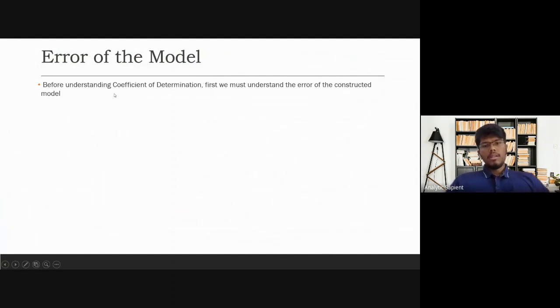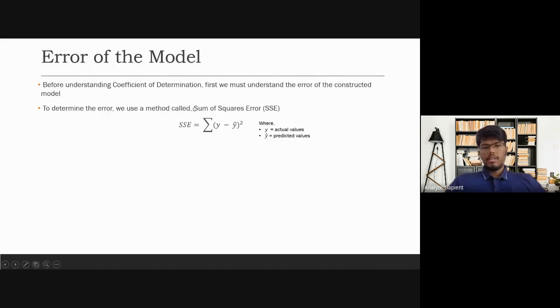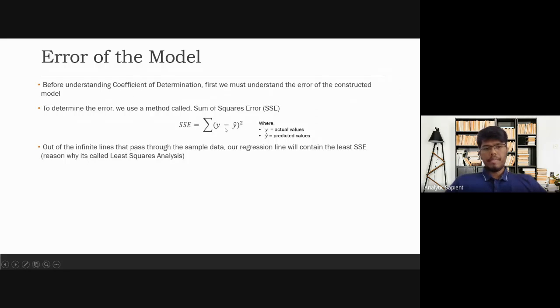I'm sure most of you know R square. That is the coefficient of determination. But before that we need to understand what the error is. So we use a method called sum of squares error, which is basically y minus y predicted whole square. Out of those infinite lines that pass through, our regression line would contain the least sum of squares error. This is also called unexplained variance. You can see that later. And there's one more, this is the same thing, I'm just defining it like this.